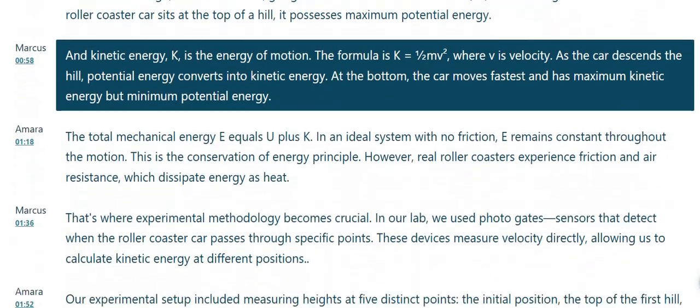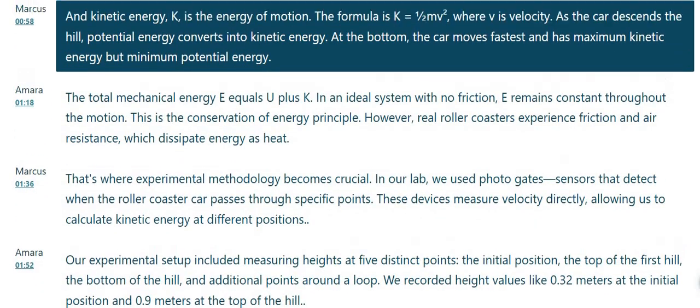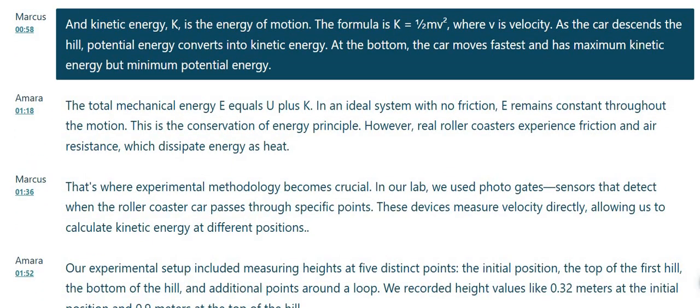And kinetic energy, K, is the energy of motion. The formula is K equals half mv squared, where v is velocity. As the car descends the hill, potential energy converts into kinetic energy. At the bottom, the car moves fastest and has maximum kinetic energy, but minimum potential energy.